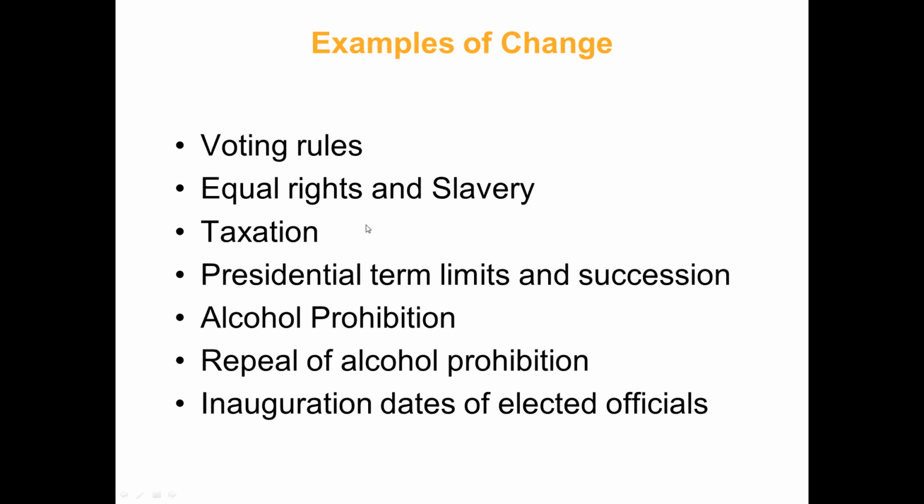Taxation, another great example. Up until the 16th Amendment, the federal government had no right to directly tax people's income. Post-16th Amendment, though, income taxes have become really the largest source of revenue for the federal government. So this is a pretty dramatic departure from how the Constitution originally set up the government, and how it is now. Presidential term limits: there used to be informal limits. Now there are formal limits as imposed by the amendment process. Alcohol prohibition was first introduced, then repealed through amendment.